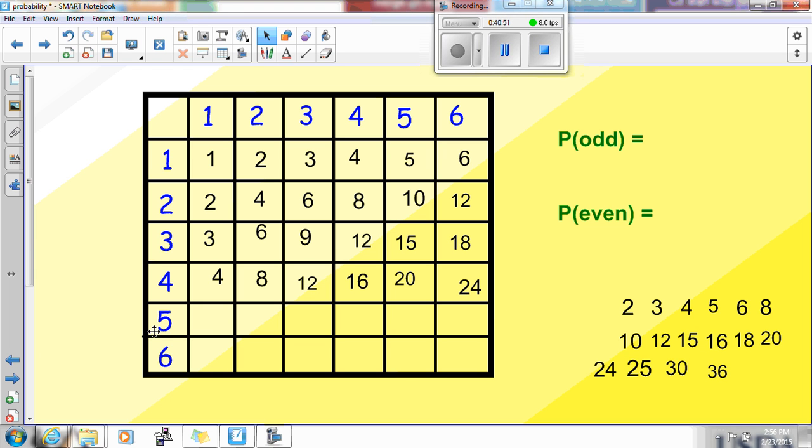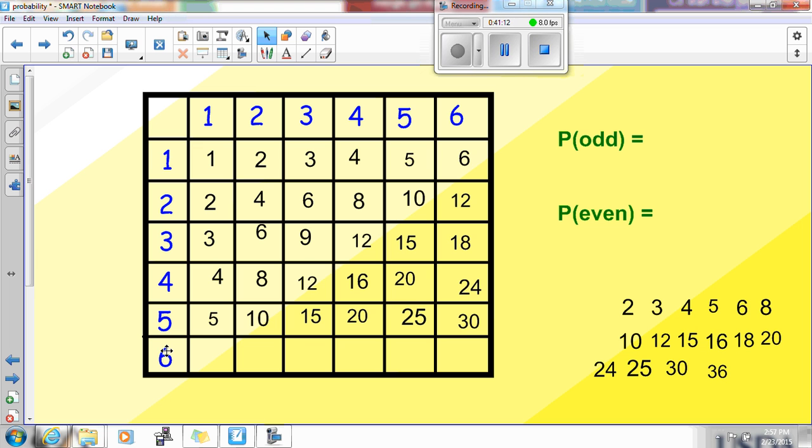Next roll 5 and a 1, we get a 5. 5 and a 2, we get a 10. 5 and a 3, we get a 15. 5 and a 4, we get a 20. 5 and a 5 is a 25. 5 and a 6 is a 30.